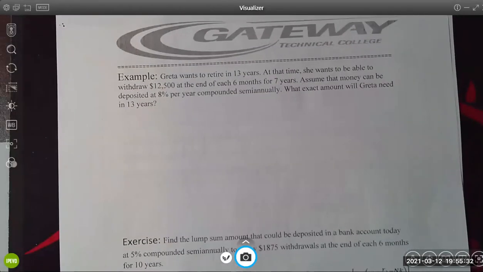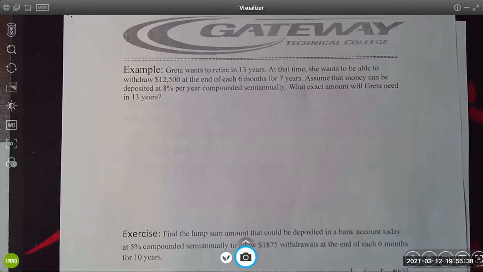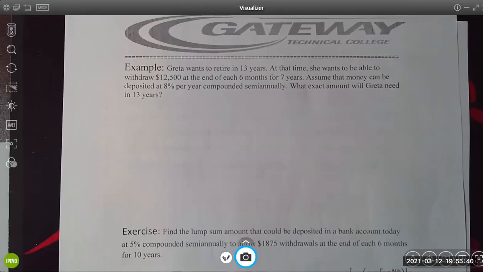Okay, let's move on to the next one. We have another example here. Greta wants to retire in 13 years. At that time, she wants to be able to withdraw 12,500 at the end of each 6 months for 7 years. Assume that money can be deposited at 8% per year, compounded semi-annually. They just give us the terms. What exact amount will Greta need in 13 years?